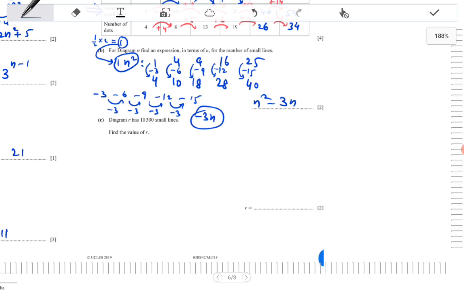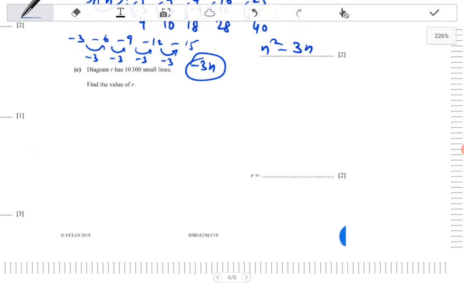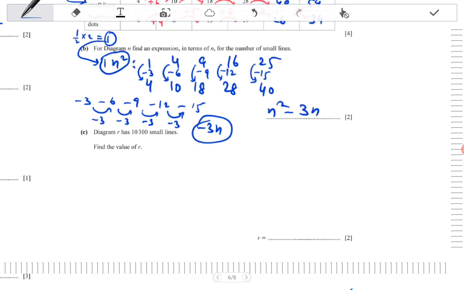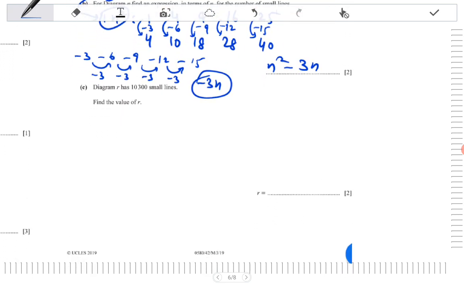Hope you understand that. Now come to the next diagram. R has 10,300 small lines. We made the formula for small lines, and now we have a final answer for the number of lines. It means the general term is given, and the term number is required. R is required. So this is actually R's diagram. If they are saying R, you should write TR as R square minus 3R. I am writing the same formula, but n is replaced by R because the question requires so.